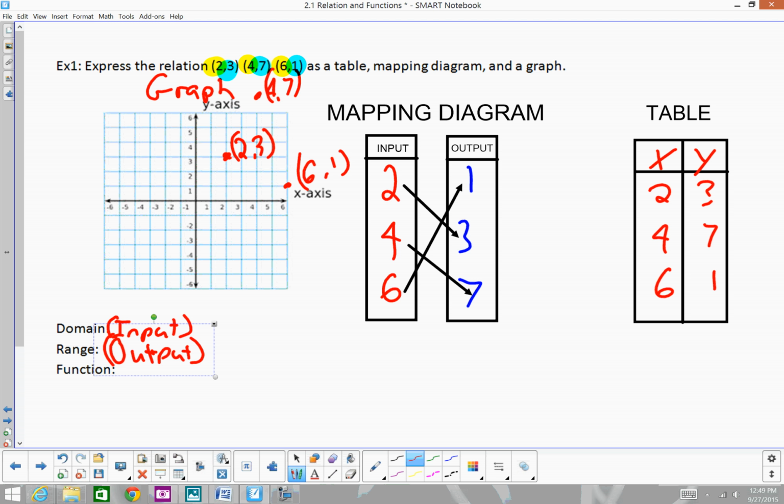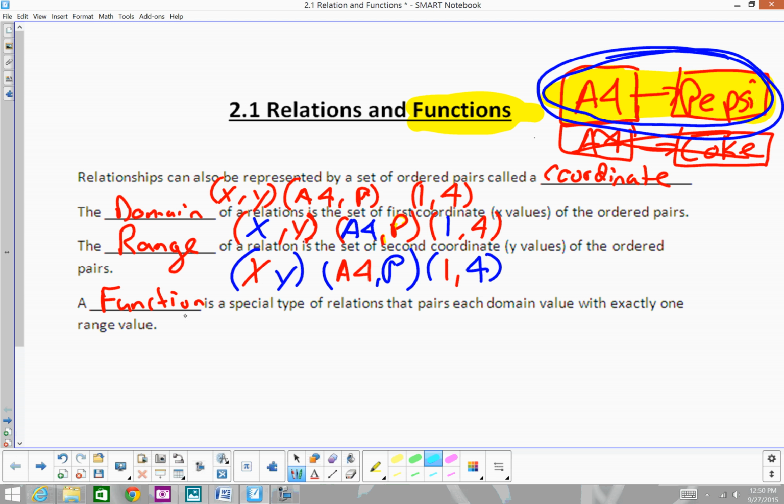Now, the whole point of this question is to determine whether this information represents a function or not. So I really want to know, is this information a function? Now how am I going to do that? I'm going to look at the graph. Let's just go back to the definition. A function is a special type of relation that pairs each domain value with exactly one range value. So like I said, A4 can only output a Pepsi.